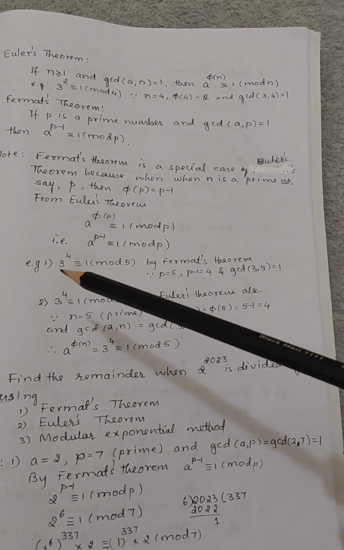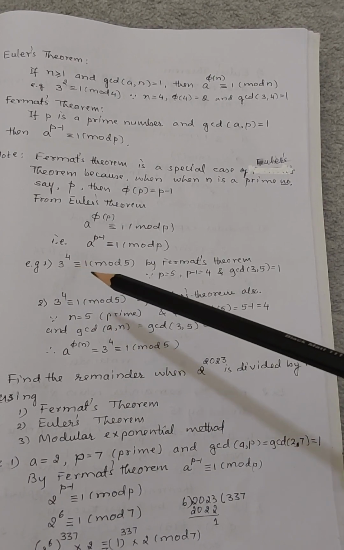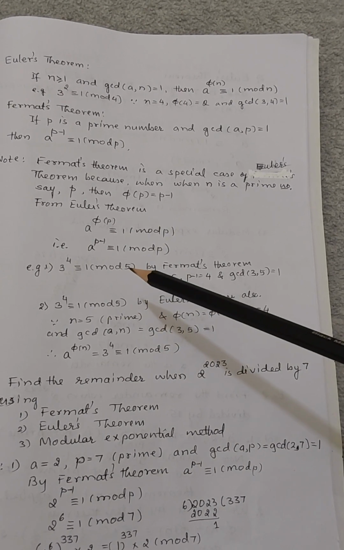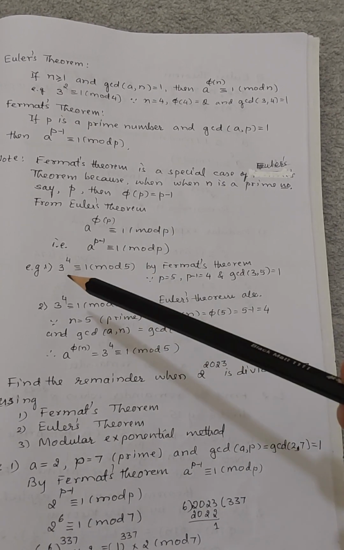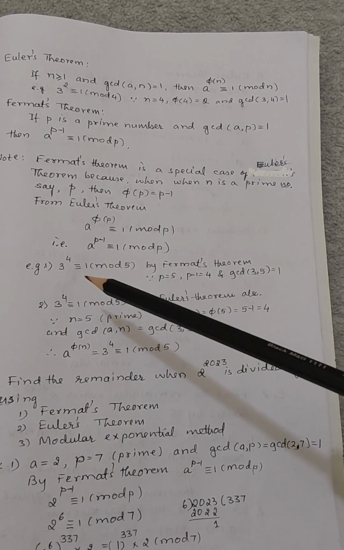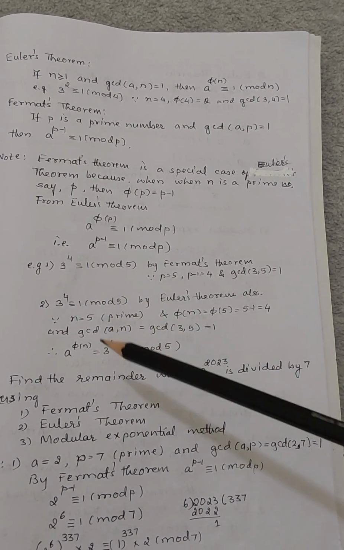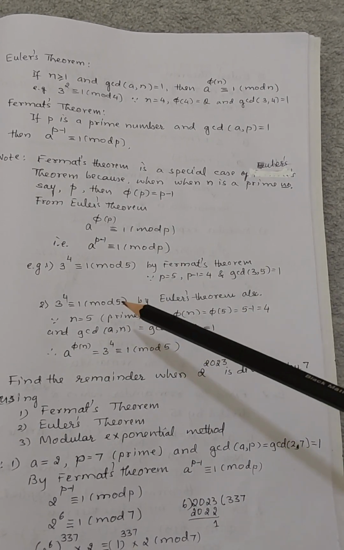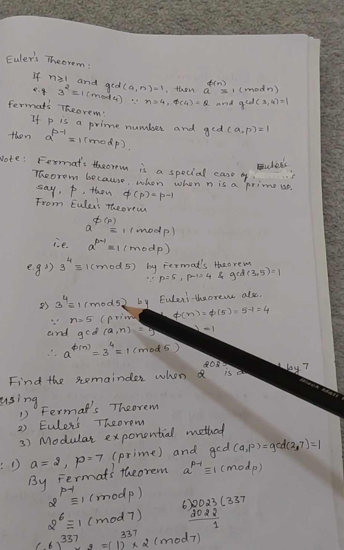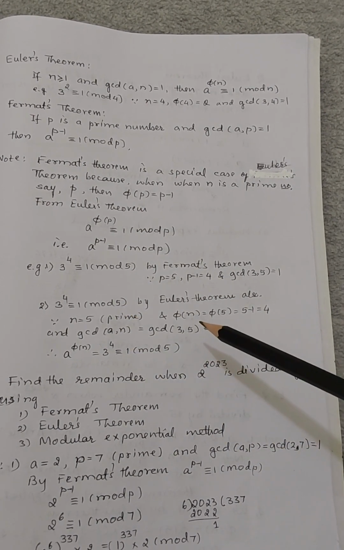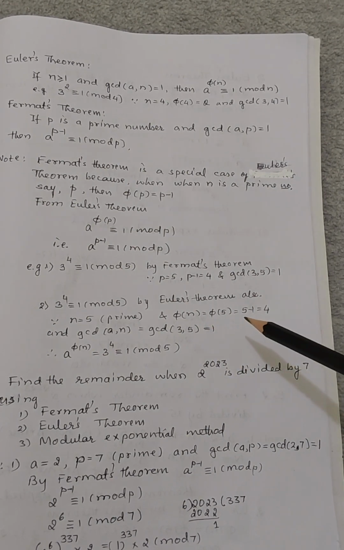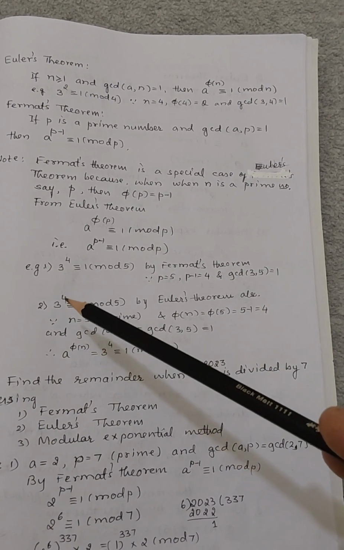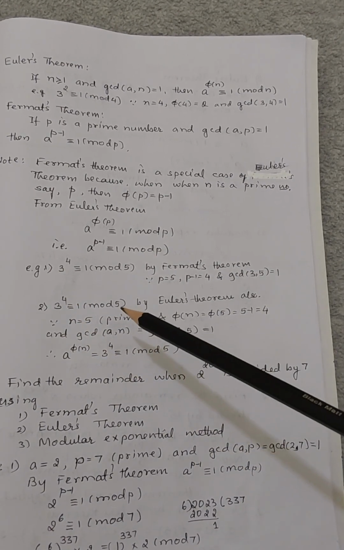For example, 3 to the power 4 is congruent to 1 mod 5. Now 3 and 5 are relatively prime, and 5 is a prime number. So by Fermat's theorem I can write 3 to the power 5 minus 1, which is 4, is congruent to 1 mod 5. Same thing, if you apply Euler's theorem, n is 5 and phi of n is 5 minus 1, which is 4. That gives you the same result, 3 to the power 4 congruent to 1 mod 5.